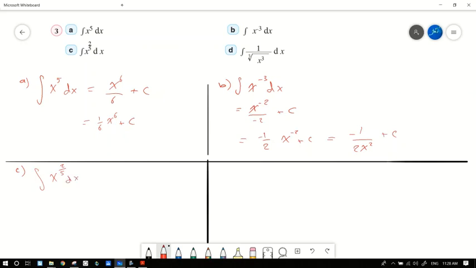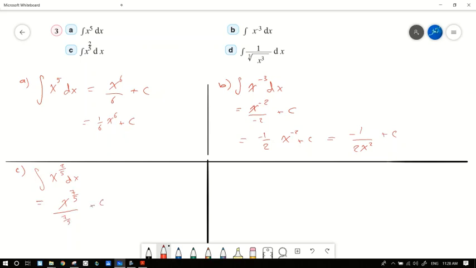The same question. Here it is only x. The derivative is 1, so there is no need to multiply by it. So the integration will be x power 2 over 5 plus 1, which will be 7 over 5, and multiplied by the new power, which is 7 over 5.